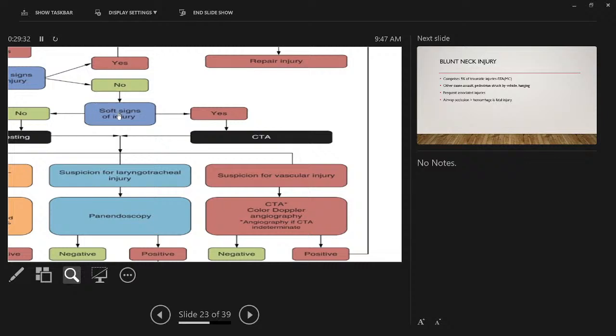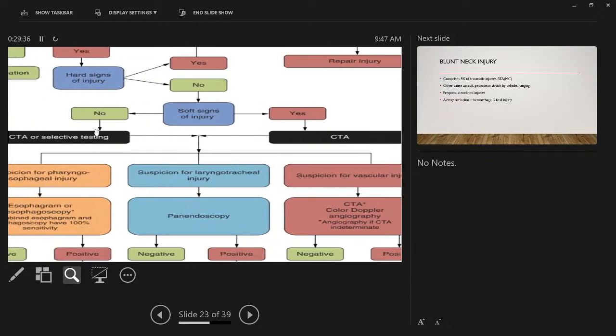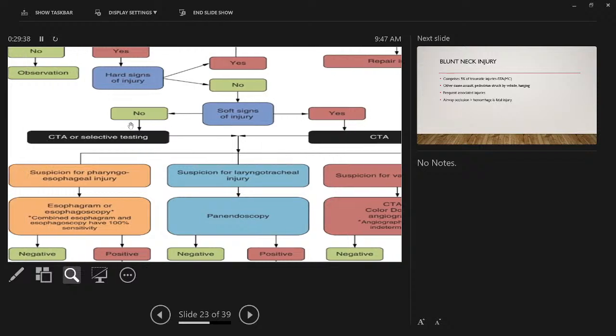Then check for the soft signs. If hard signs are absent but soft signs are present, then the patient can be taken for CT angiography electively. It's not immediate. This patient can be given time for resuscitation and then shifted for the diagnosis. If soft sign is present, CT angiography is done.